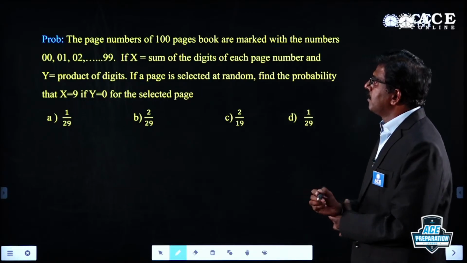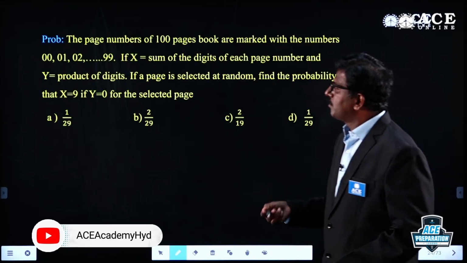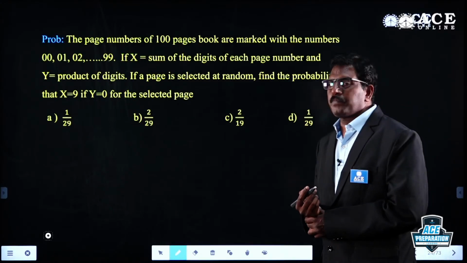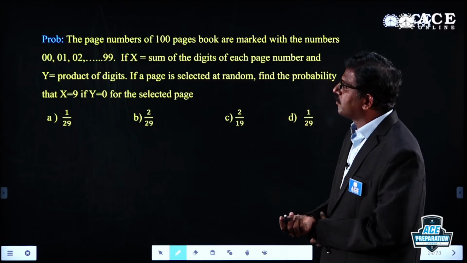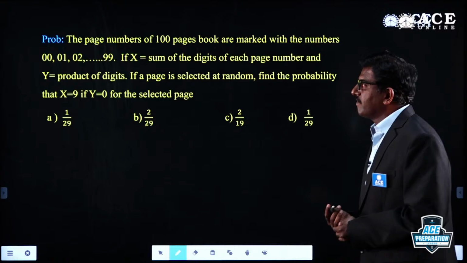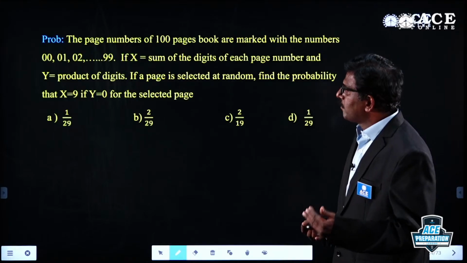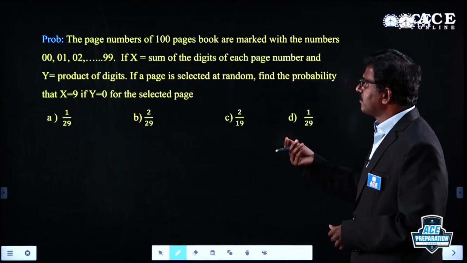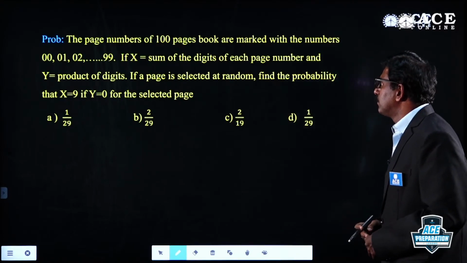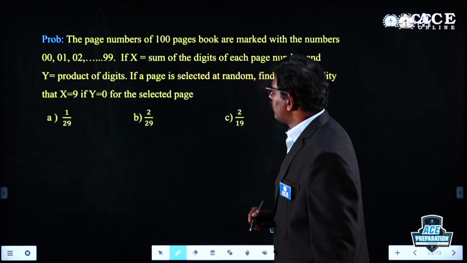Now coming to this. The page numbers of a 100 pages book are marked with the numbers 00, 01, 02 up to 99. The first page is printed as 00, the second page is printed as 01, the third page is printed as 02. Like that, the 100th page is printed as 99. If capital X is the sum of the digits of each page number and capital Y is the product of digits. If a page is selected at random, find the probability that capital X is equal to 9 if Y is equal to 0 for the selected page.